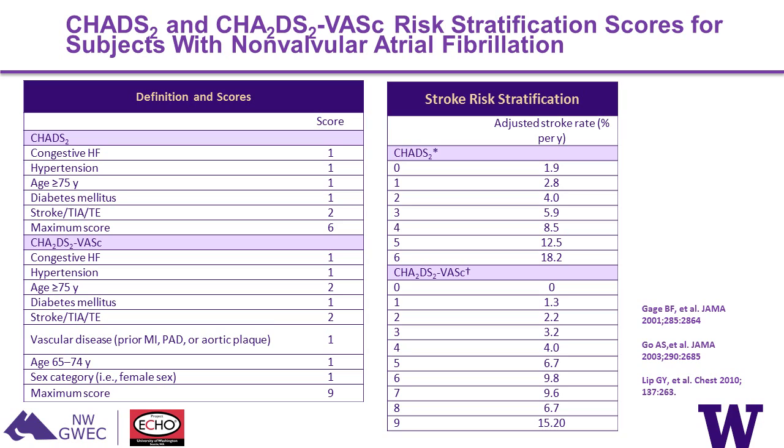And you guys have, while I've been droning on, looked at all of the components, if you don't already know them: heart failure, hypertension, age, diabetes, prior thromboembolism, the presence of vascular disease, female gender. And you can see on the right-hand side the adjusted stroke rate in percent per year according to each of those combination scores or additive scores.